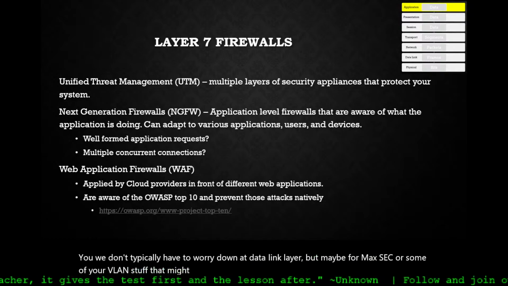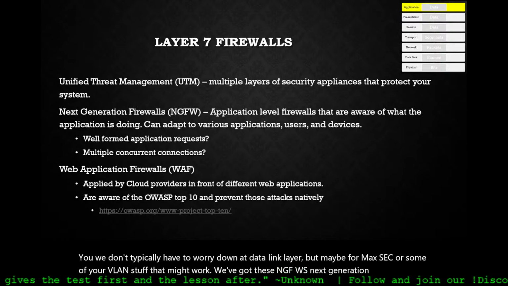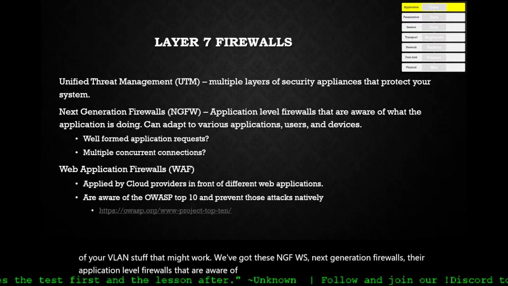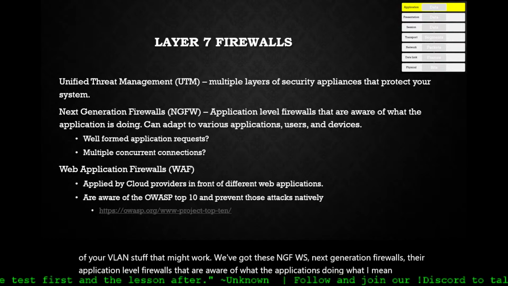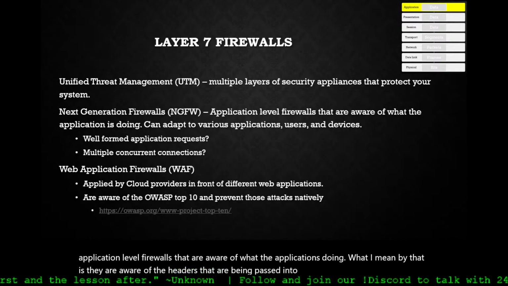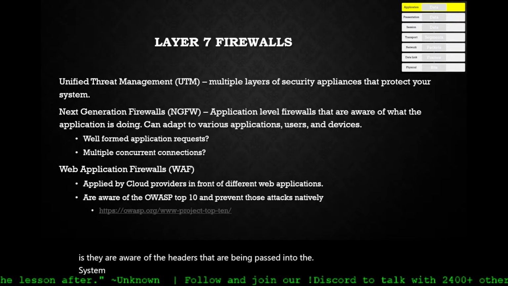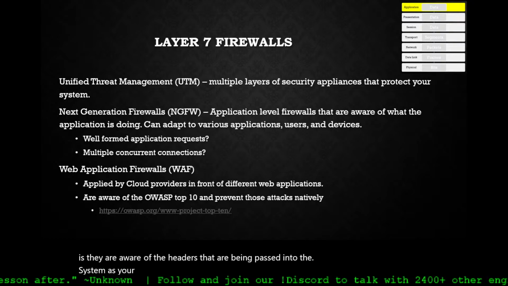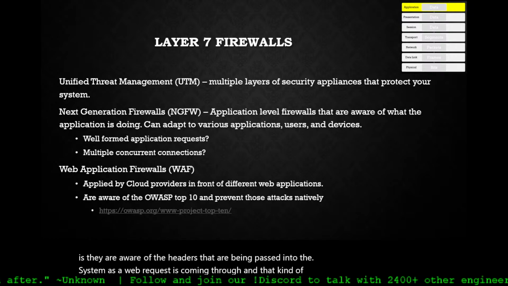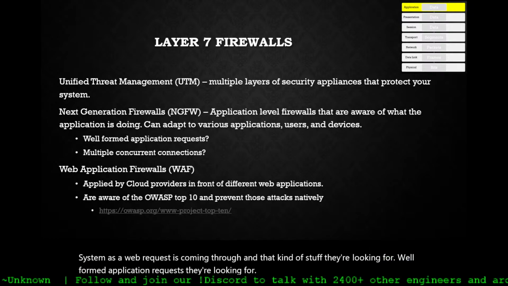We've got these NGFWs, next generation firewalls. They're application level firewalls that are aware of what the application's doing. What I mean by that is they are aware of the headers being passed into the system as a web request is coming through. They're looking for well-formed application requests. They're looking for multiple concurrent connections.